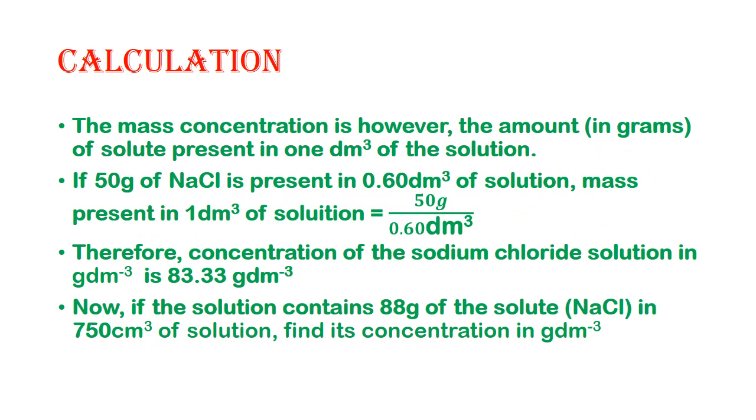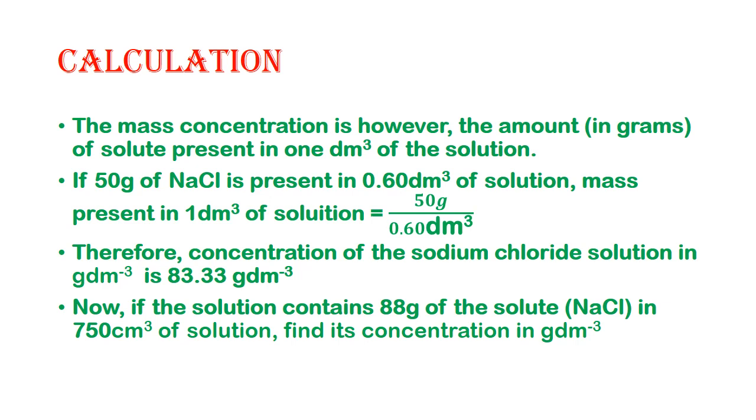Now the mass concentration is the amount in grams of solute present in 1 dm cube of the solution, right? If 50 grams of NaCl is present in 0.60 dm cube, now you are looking for the mass that will be present in 1 dm cube. You can write in your rough book: 50 gram, arrow, 0.60 dm cube, then go to the next line, write x, arrow, 1 dm cube. If you cross multiply, you get the value of x. The value of x is the amount of solute present in 1 dm cube.